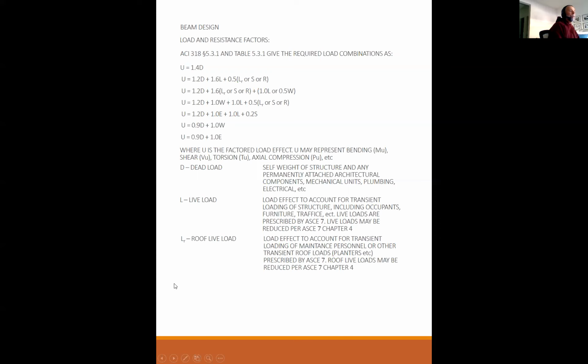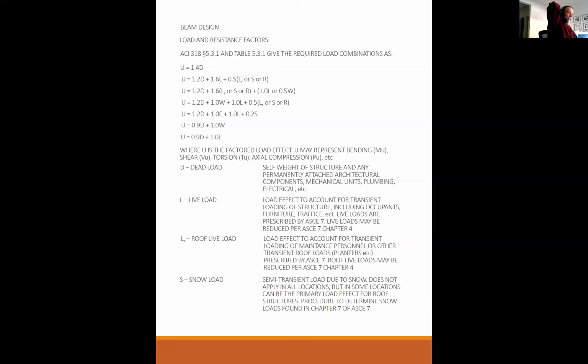Roof live load. Load effect to account for transient loading of maintenance personnel or other transient roof loads, planters, etc. Prescribed by ASCE 7, roof live loads may be reduced per ASCE 7 Chapter 4. Snow load. Snow load is a semi-transient load due to snow. Does not apply in all locations, but in some locations can be the primary load effect for roof structures. Procedure to determine snow loads found in Chapter 7 of ASCE 7.